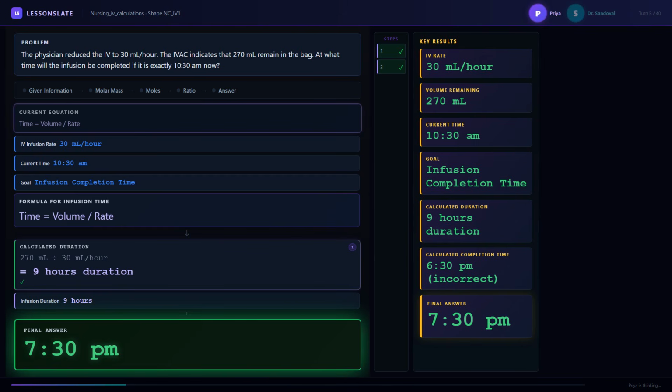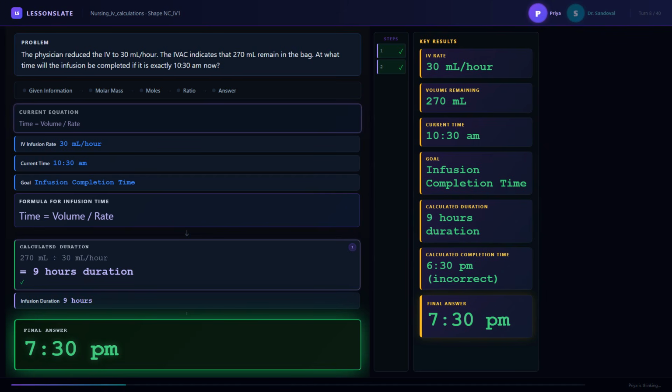Hello, Dr. Sandoval. I'm having a bit of trouble with this infusion calculation. It feels like I'm just cycling around trying to figure it out. The problem states the physician reduced the IV to 30 milliliters per hour, and the IVAC indicates 270 milliliters remain in the bag. It asks what time the infusion will be completed if it's exactly 10:30 a.m. now.